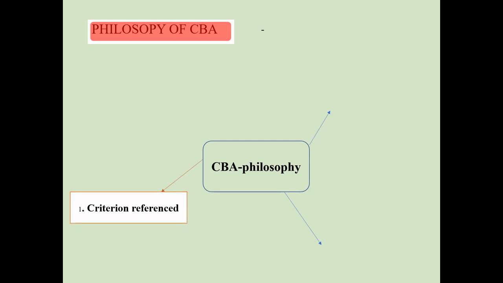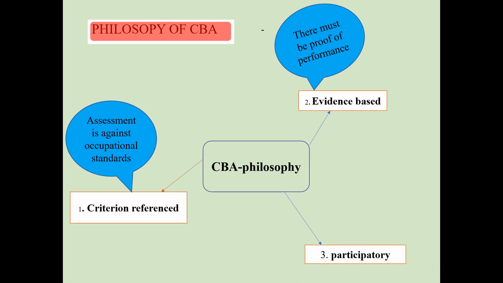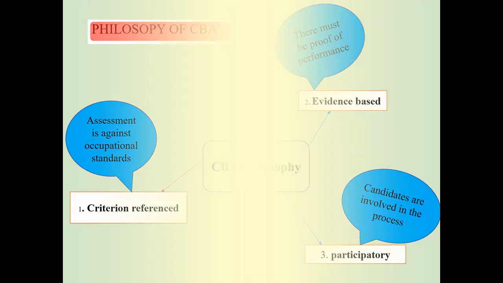So what is the philosophy of CBA? The CBA is based on the following philosophy. Number 1, it is criterion referenced. What that means is that assessment is performed against occupational standards. Number 2, it is evidence-based. What does that mean? It means there must be a proof of performance. Number 3, it is participatory. It means then the candidates are involved in the process.